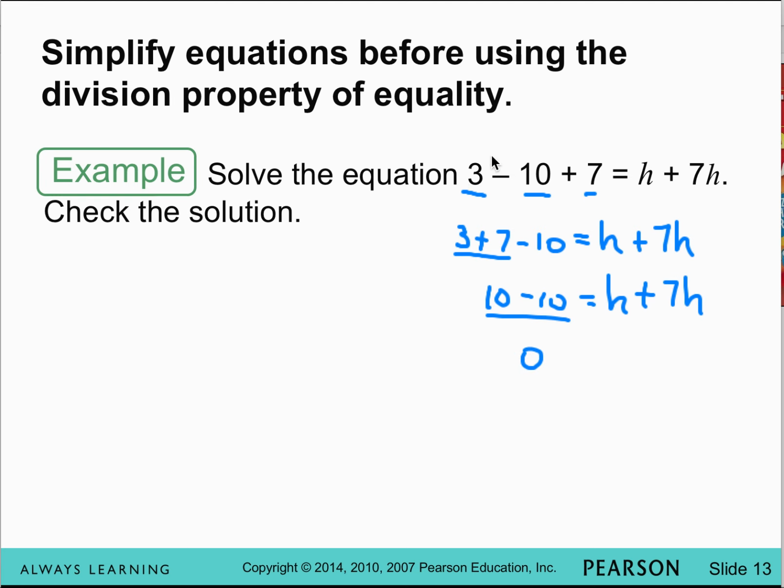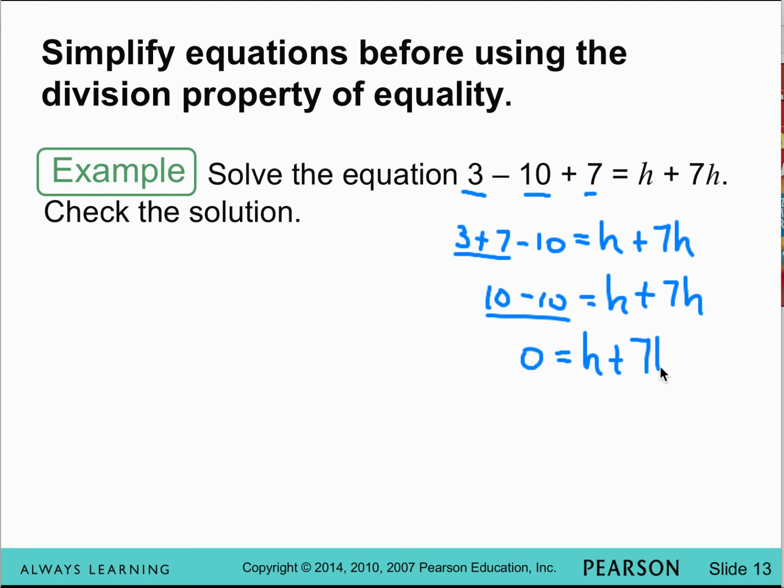Or I could have said signs are different, so minus. 10 minus 3 is 7. Keep the sign in front of the bigger one, so negative 7 plus 7. Signs are different, so minus. 7 minus 7 is 0. Easier to think about our commutative property, though. Okay.